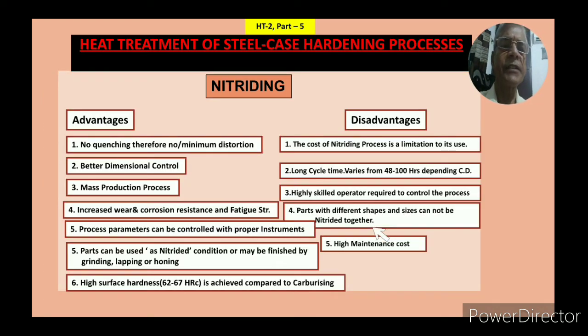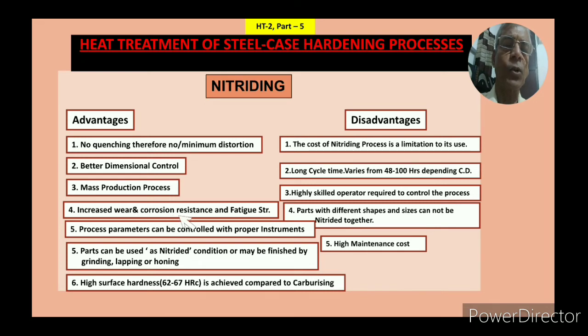What are the advantages and disadvantages? First of all, the biggest advantage is, since there is no quenching after nitriding, you get no or minimum distortion. This is the ultimate benefit that you receive. There is no distortion of the part because there is no quenching. Better dimensional control also because of this no distortion. This is again a mass producing process. If similar parts are there, you can produce in bulk.